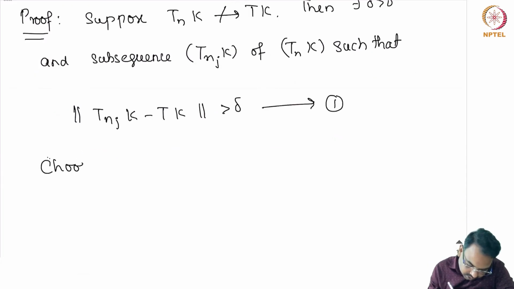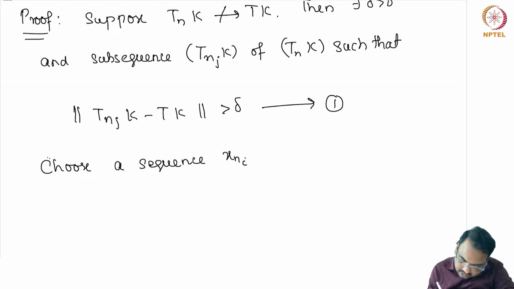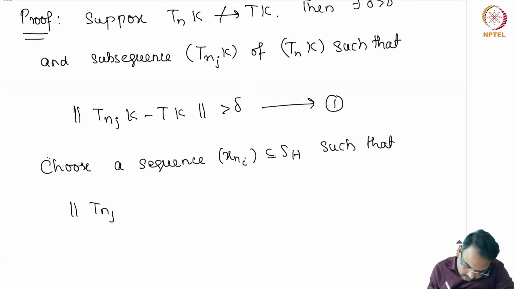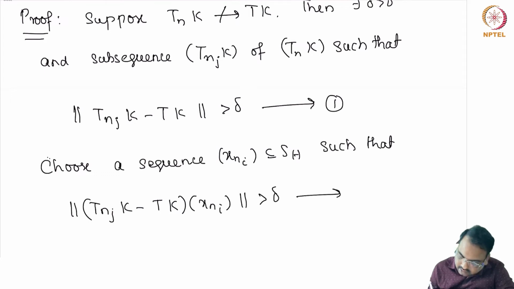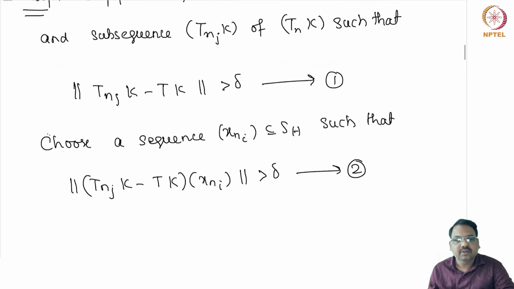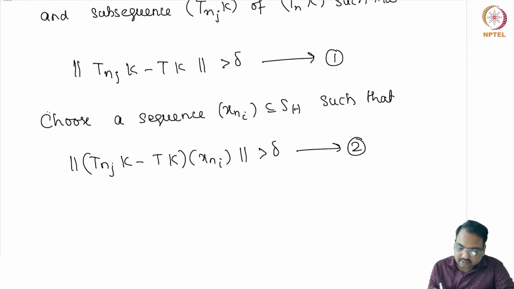So choose a sequence xni such that norm of TnjK minus TK acting on this xni is bigger than delta. So let us call this inequality 2. This follows by the definition of operator norm. Here this ni depends on nj. For notational convenience, we have chosen this xni instead of xnj.